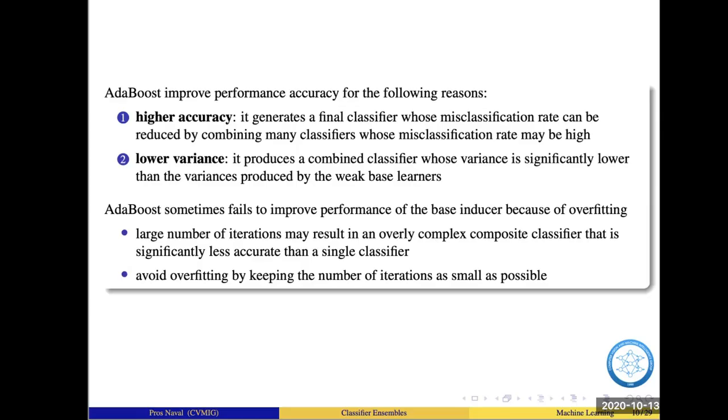Then second is lower variance. AdaBoost produces a combined classifier whose variance is significantly lower than the variances produced by the weak base learners.